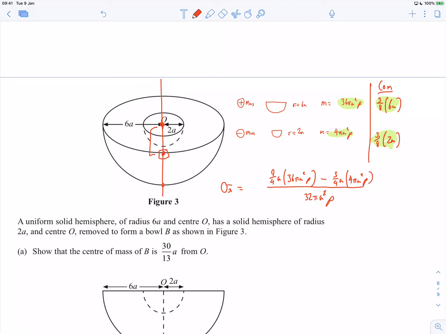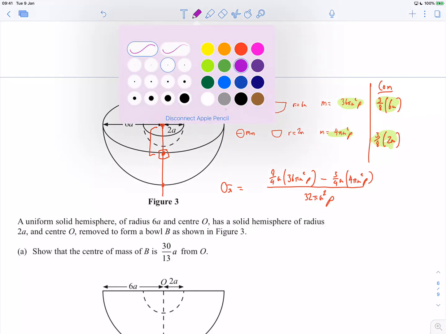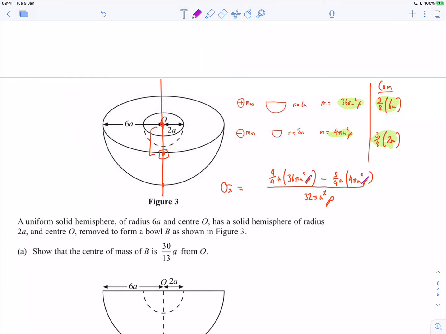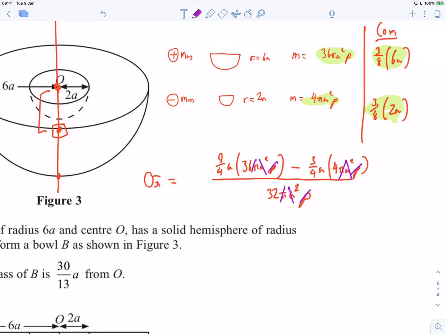So lots of things are going to happen here. For a start, we can divide by rho, so all the rhos cancel. We can divide by a squared, so all the a squareds cancel. We can divide by pi, so all the pi's cancel. So actually this whole thing is just going to be in terms of a, which is what we'd expect.